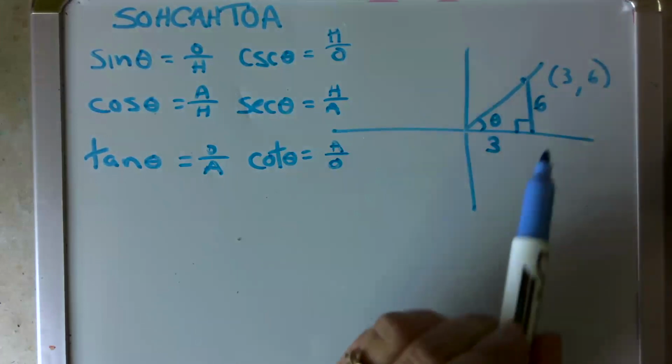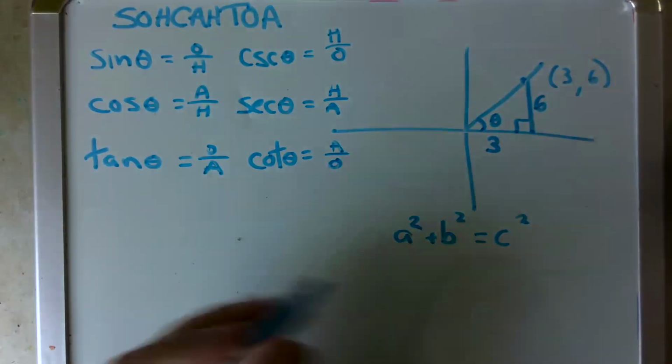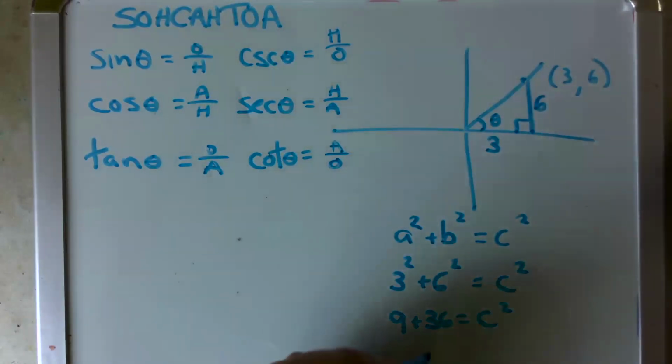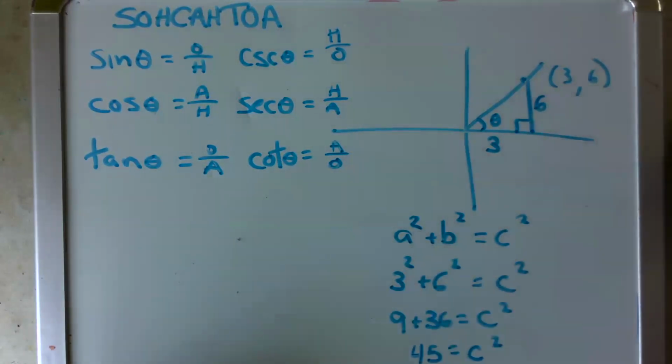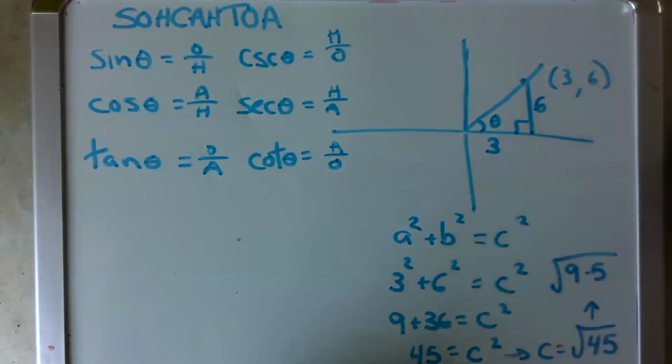Well, that's easy enough. This is a right triangle. We know that right triangles use the Pythagorean theorem. A squared plus b squared equals c squared. 3 squared plus 6 squared equals c squared. 9 plus 36 equals c squared. 45 equals c squared. C equals the square root of 45, square root of 9 times 5, or 3 root 5. All right, now I'm off to the races.